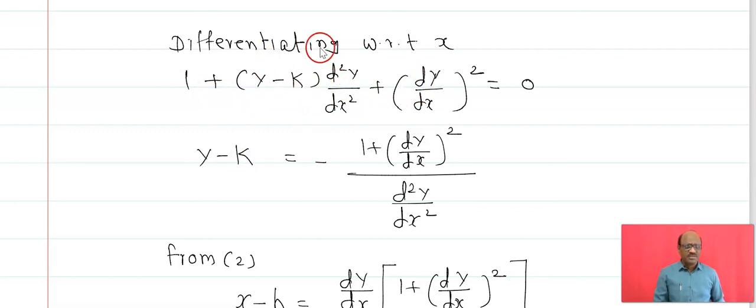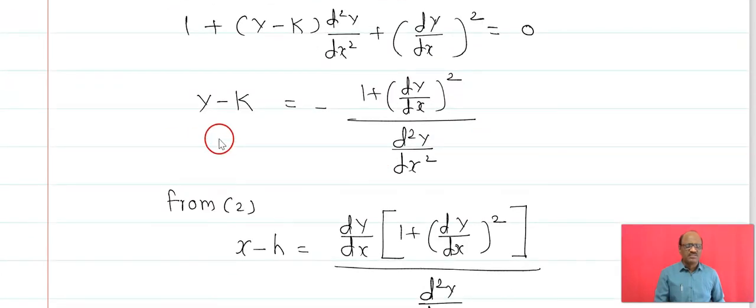Now bring this term to the left hand side. That will become minus (y minus k) into d2y by dx square. Therefore, if you simplify this, you will get the value of y minus k equals minus (1 plus (dy by dx) whole square) upon d2y by dx square. This is the value of y minus k.